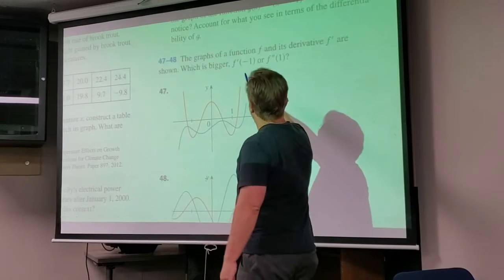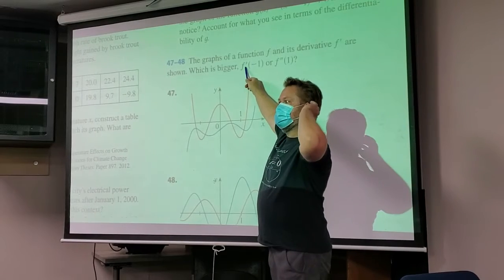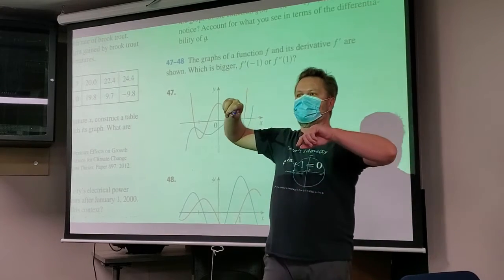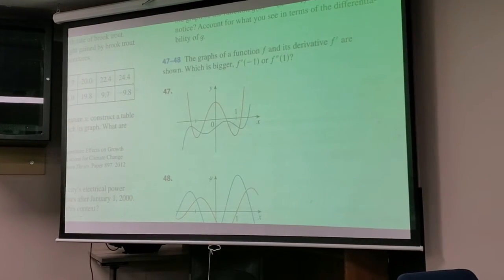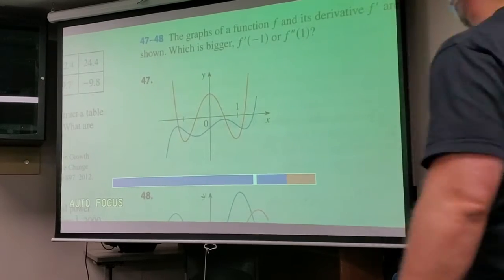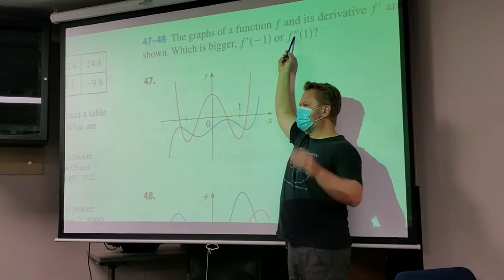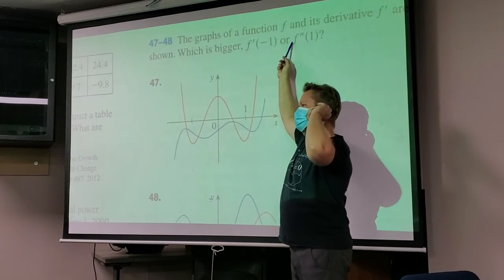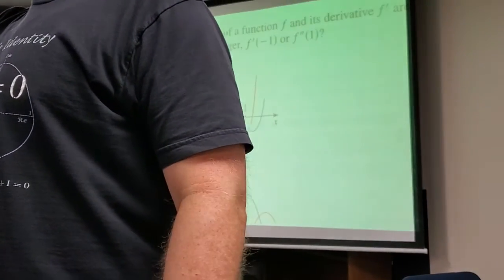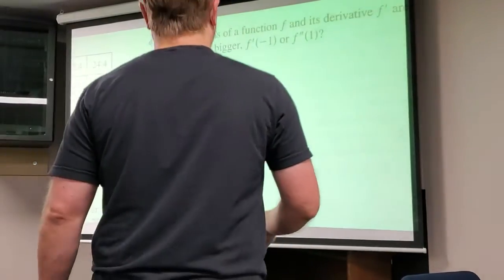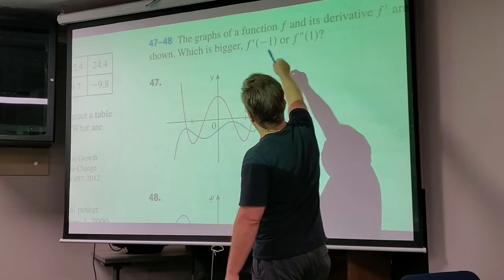What does this symbol mean here? Prime. That's the prime symbol. What does it mean? Slope. So it's the rate of change of the function. So what do you think this symbol, the double prime, might mean? Slope of the slope. So it's how much the slope is changing. So for example, they don't tell me which is which, do they? Oh, they do. They tell me the graph of a function and its derivative.